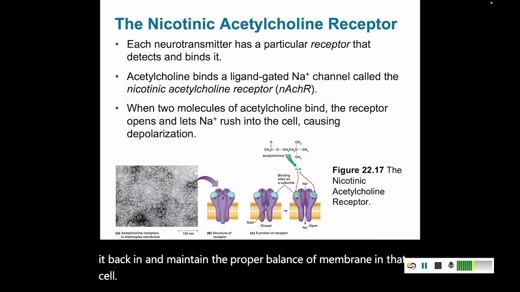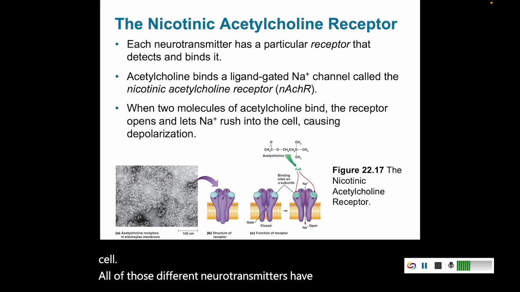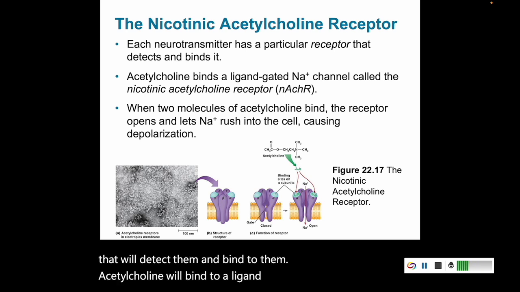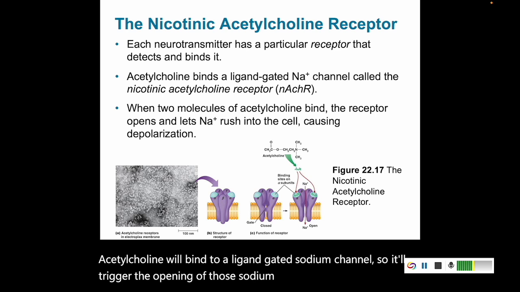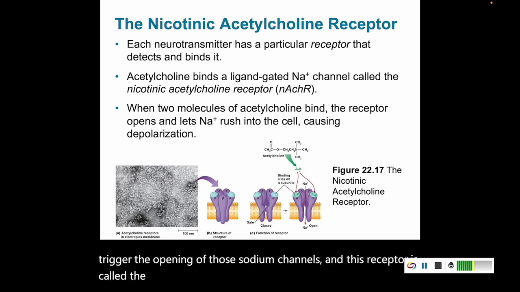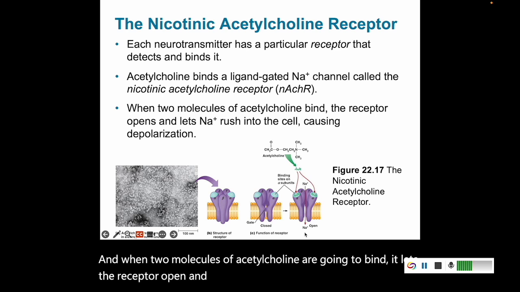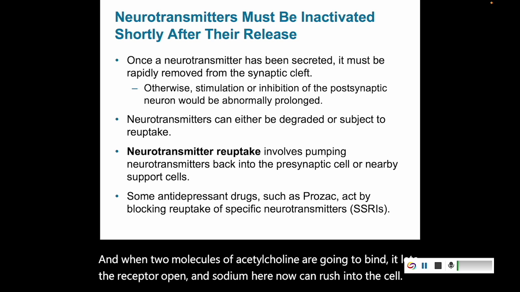All of those different neurotransmitters have different receptors that will detect them and bind to them. Acetylcholine will bind to a ligand-gated sodium channel, so it'll trigger the opening of those sodium channels. And this receptor is called the nicotinic acetylcholine receptor. And when two molecules of acetylcholine bind, it lets the receptor open, and sodium can now rush into the cell.